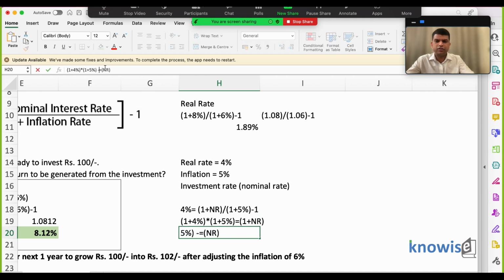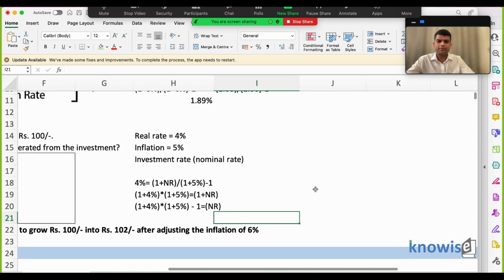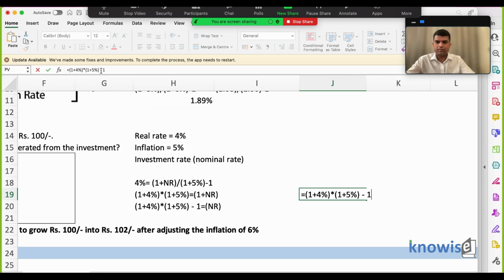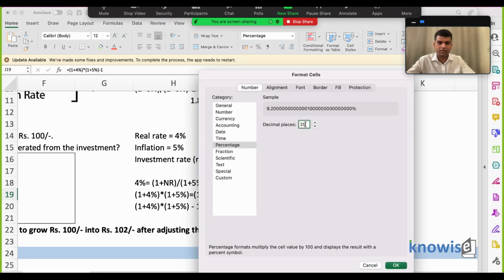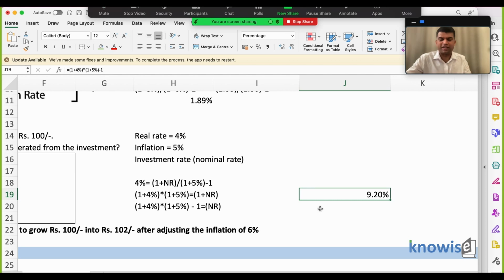My nominal rate is equal to, the equation would look like this. So what is my answer? If you were to just solve this, the answer is, any guess, anyone? Always keep the rate related answers in 2 decimals. I think there is some technical glitch. Let me fix it here. Format cells, percentage. 9.2% is the answer.